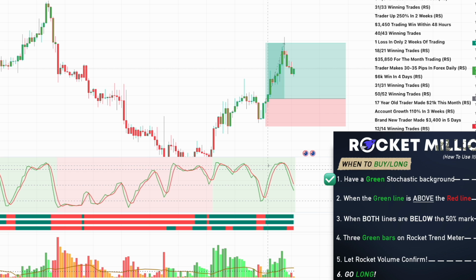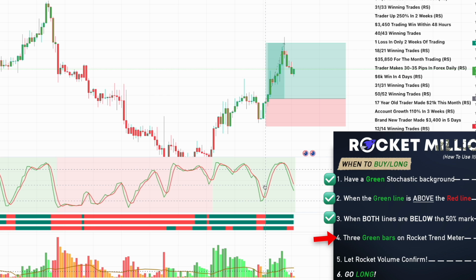So we're good. Second rule states we need the green line above this red line. That's it, rule 2 is done. Now rule 3 says when the green line is above the red line, it now needs to be below the 50%. What's the 50%? This line that's smack dab in the middle. Boom. We have all those 3 rules out of the way.